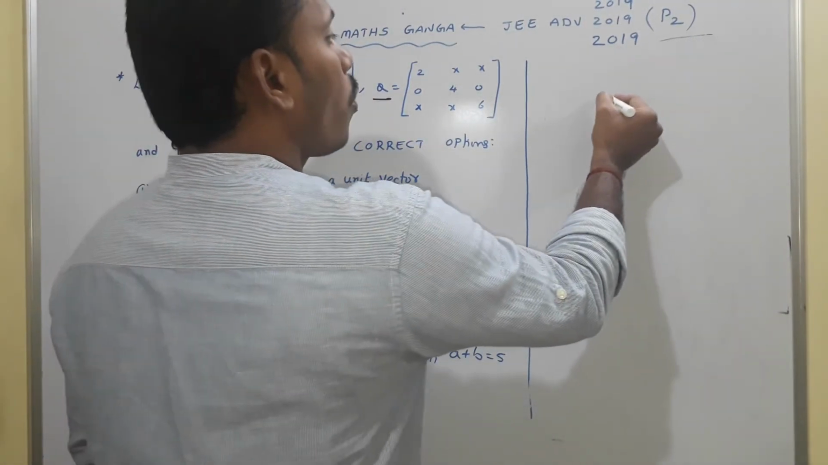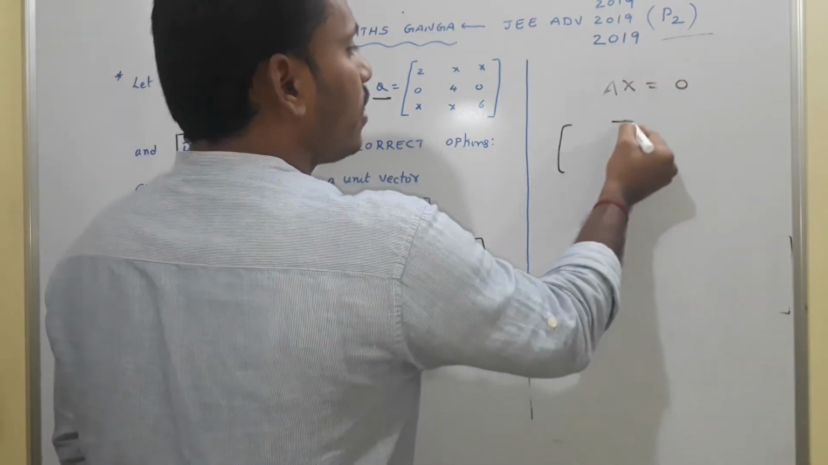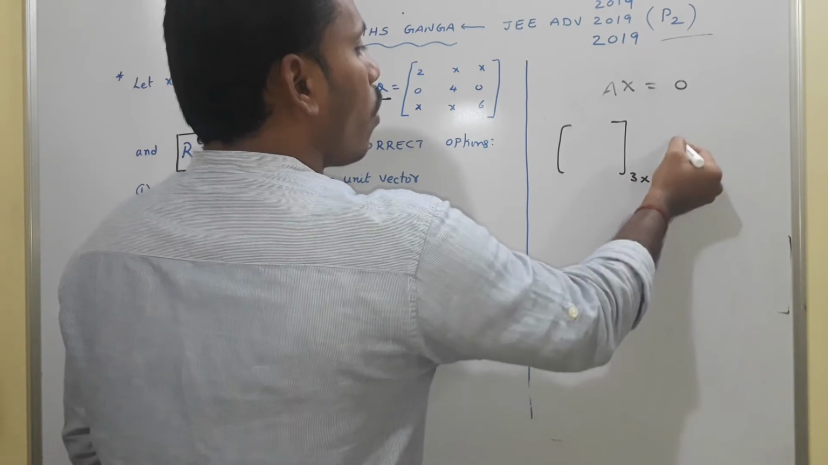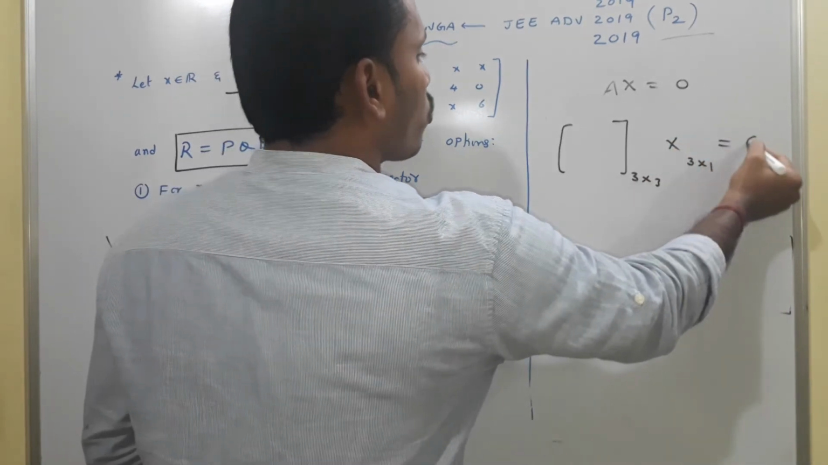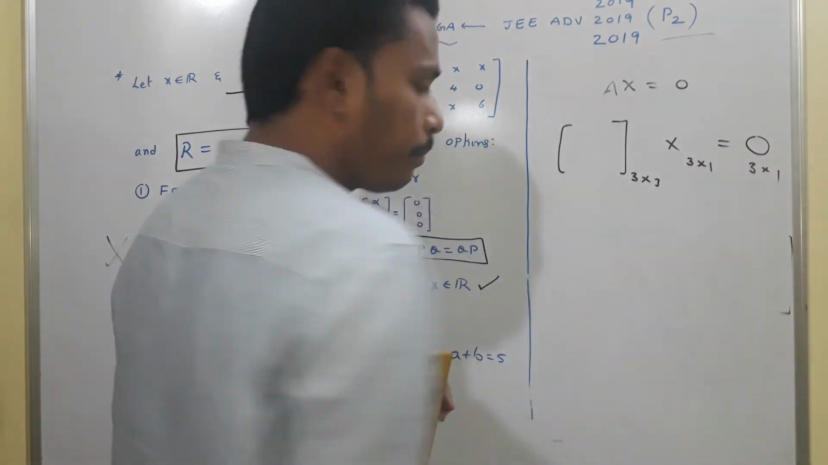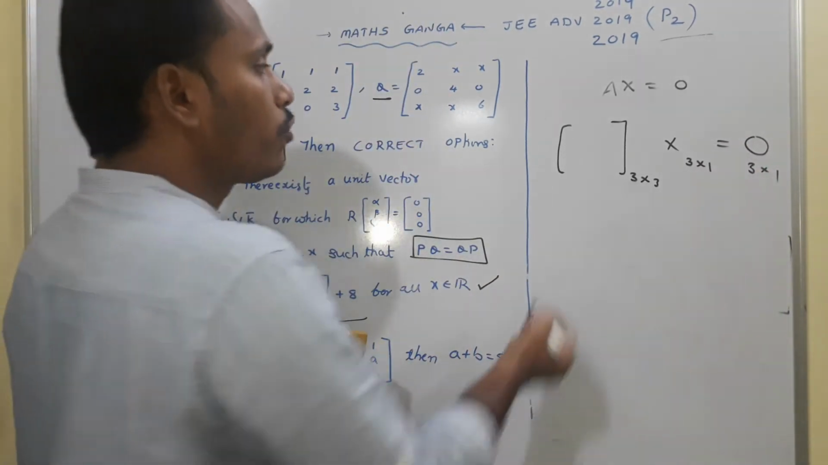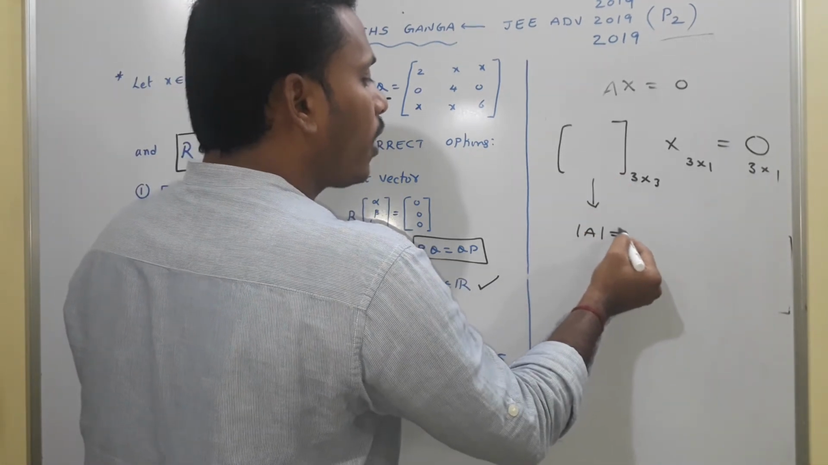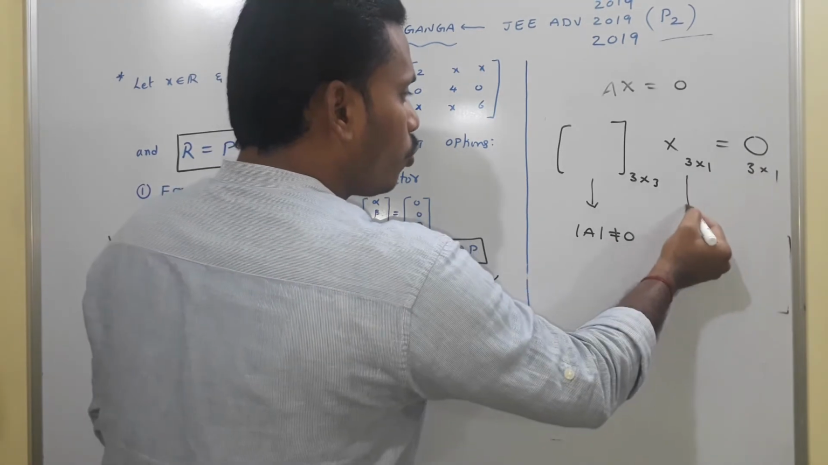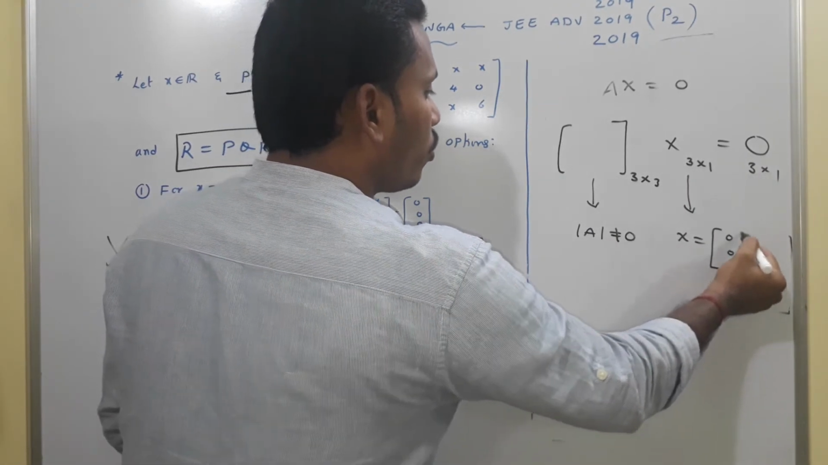Then before going to first and fourth options, what is a system of homogeneous equations? A system of homogeneous equations means Ax equals 0, where A is a 3 by 3 matrix, X is a 3 by 1 matrix, and this equals a 0 matrix of order 3 by 1. If the determinant of A is not equal to 0, then surely the solution of this system of homogeneous equations is 0, 0, 0.